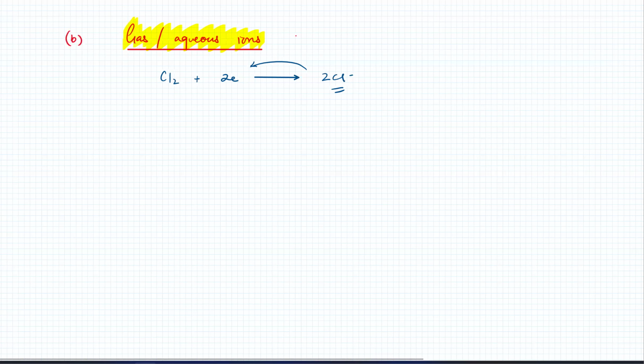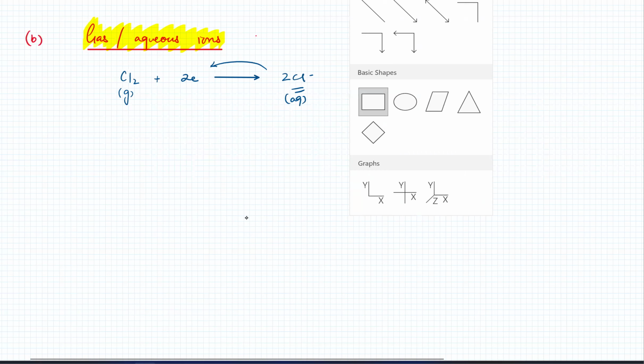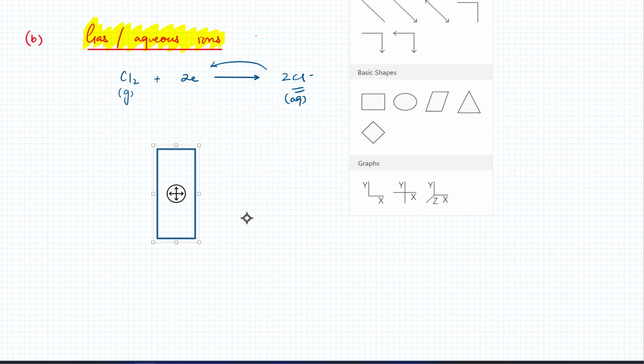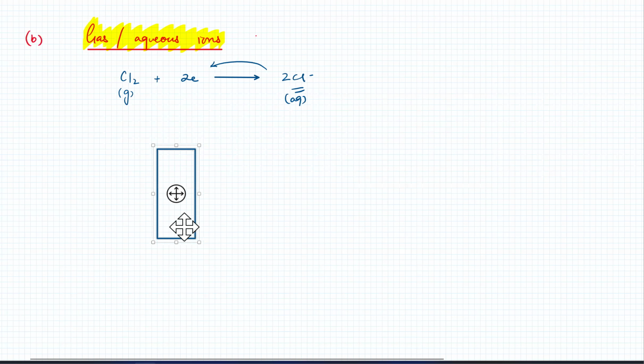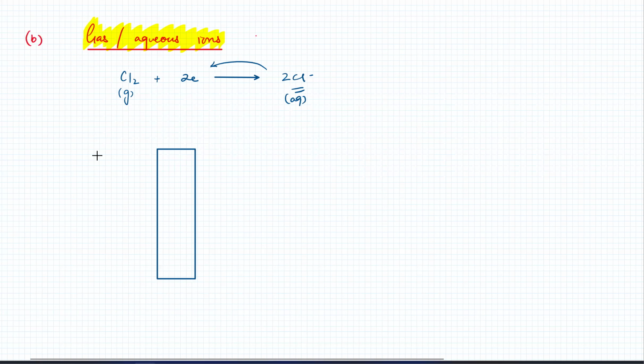So how would you draw an electrode? Because one of them is a gas and the other one is aqueous ions. So how would the electrode look? The electrode will have a gas jar, obviously. So there's going to be a gas jar, and I'll be adding Cl2 gas from some point over here.